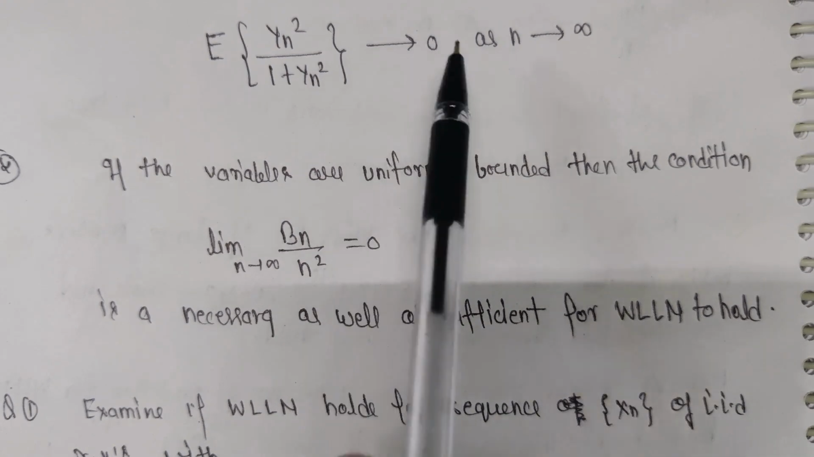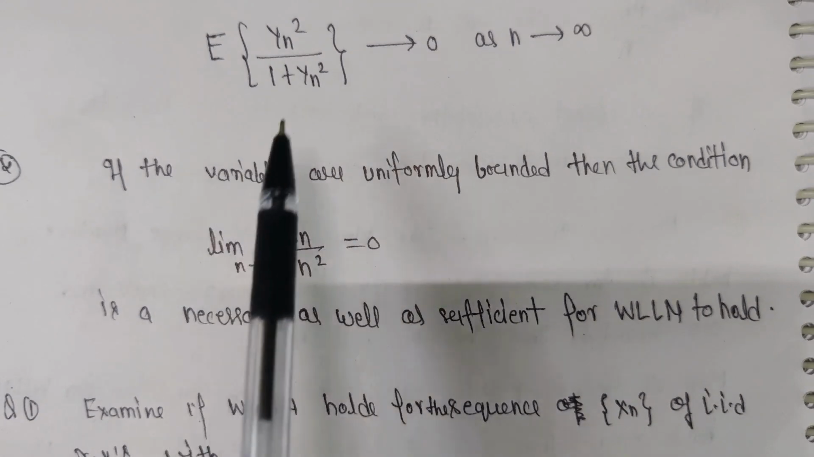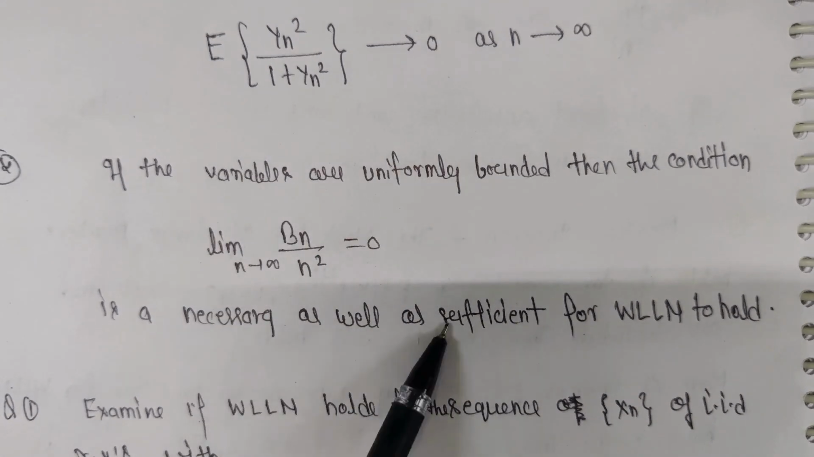Is it clear? So these two conditions are necessary and sufficient conditions for holding the weak law of large numbers. Is it clear? So these are the important results or important criteria for the existence of the weak law of large numbers. So now come to the problem. How can we check or examine if the weak law of large numbers holds for a given sequence?